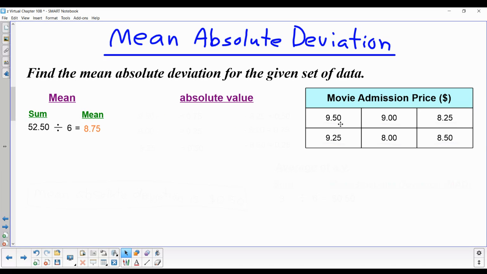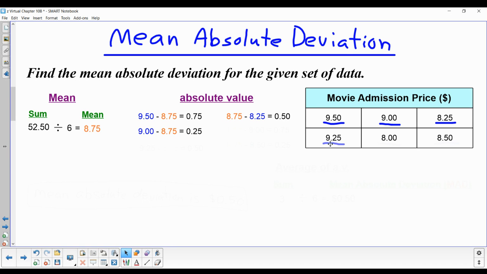So for example, our first number is $9.50. Since $9.50 is bigger than $8.75, I'll do $9.50 minus $8.75, and those two numbers are 75 cents away from each other. Our next number is 9. Since 9 is also bigger than $8.75, I'll do $9 minus the $8.75, and those two numbers are 25 cents from each other. Our next number is $8.25, which is less than our mean. Since it's less, I'm going to make a different column, and I'll do the $8.75 minus the $8.25. You just always do the bigger number first when subtracting this. They turn out to be 50 cents away from each other.